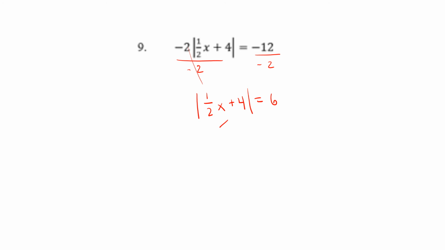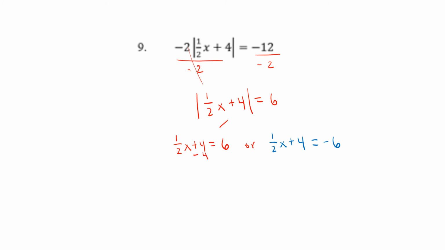The first equation is the positive case. 1/2 x plus 4 equals positive 6. Or the other case, that's our negative case, right? So it's still 1/2 x plus 4. That doesn't change. The only thing that changes is that 6 becomes a negative 6. Now we're just going to go through and solve each of those equations by themselves.